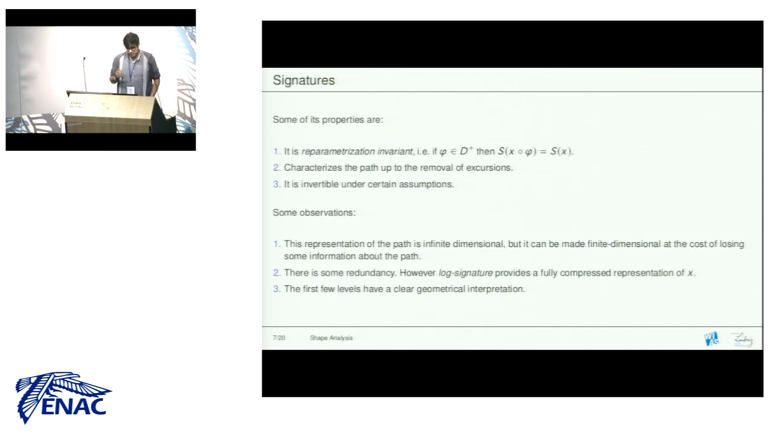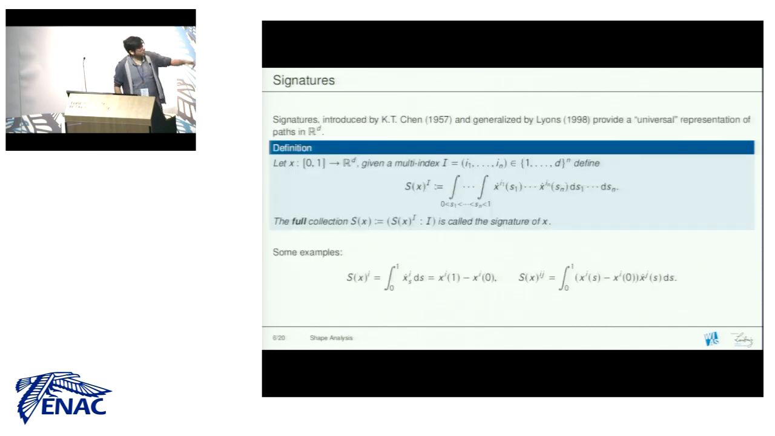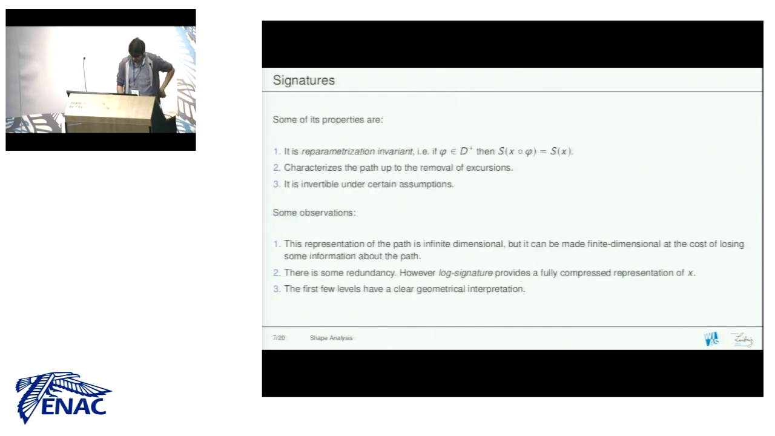Also, there is some redundancy in these numbers because there are some relations that are satisfied. So for example, again, for these two-index examples here, if I were to flip J, I can actually rewrite this as the product of two of the first level components just by using the integration by parts rule, right? If I were to just integrate in the other order, I already know what this sum is by using the first level, and this means that I already have too much information because I can rewrite some of these numbers in terms of the others.